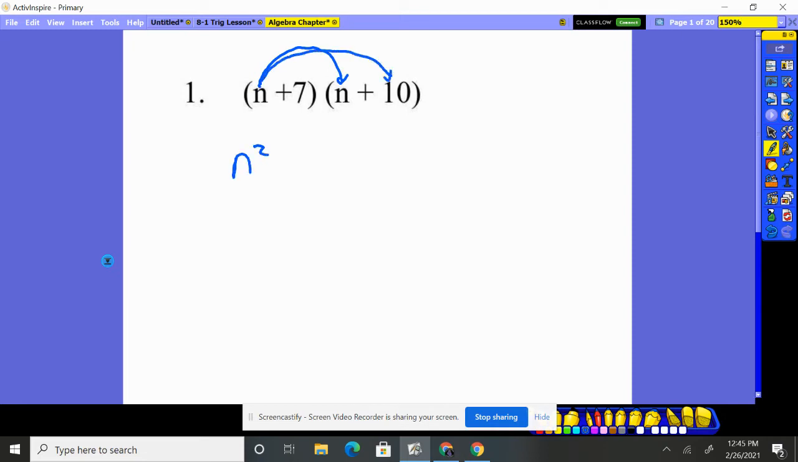Now the n will get distributed through to the 10. That's 10n. This 7 will get distributed through. That's 7n. And then 7 through to the 10 is 70. Now, does anybody go together? Yes. The middle pieces in this case, 10n and 7n, is 17n. So our final answer is a trinomial.